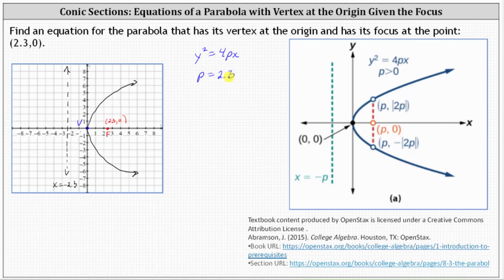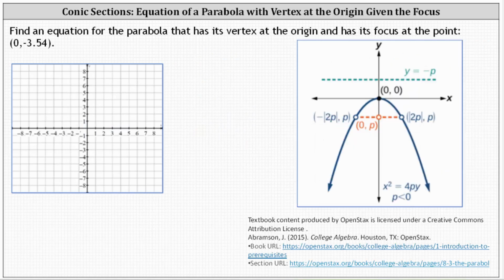where p is positive, which we can tell because the focus is (2.3, 0), giving us p equals 2.3. This is all we need to find the equation of the parabola because the vertex is at the origin and we're given the focus. The equation is y squared equals 4 times 2.3 times x, which gives us y squared is equal to 4 times 2.3, which is 9.2, giving us y squared equals 9.2x. Let's look at a second example.